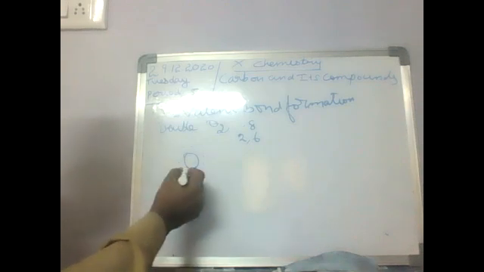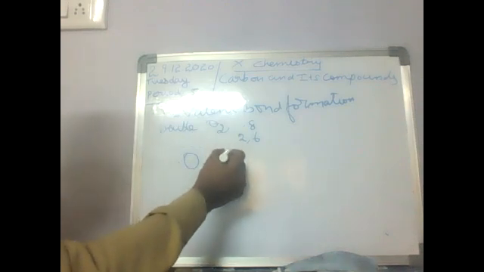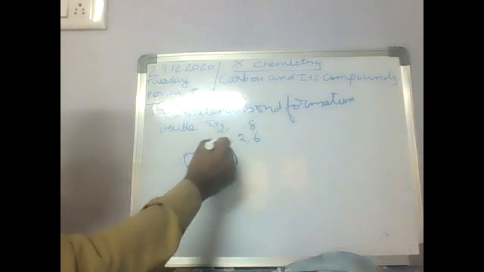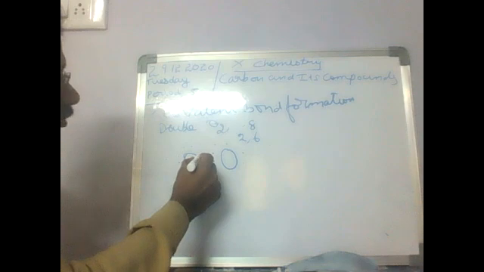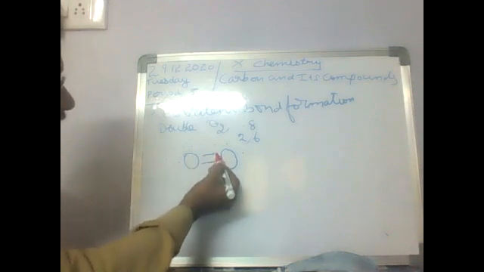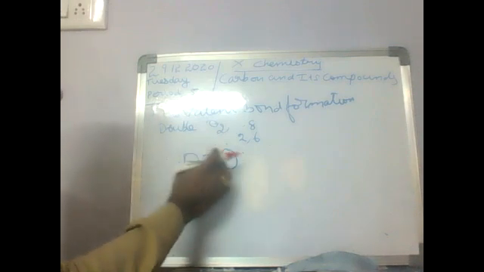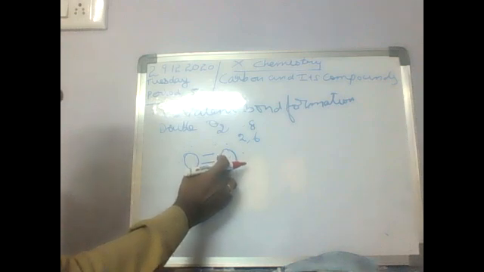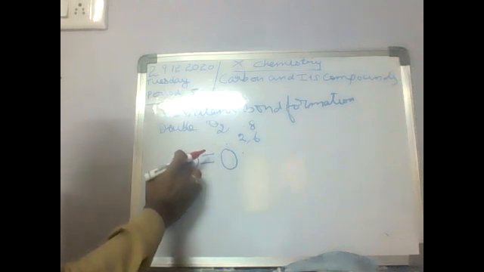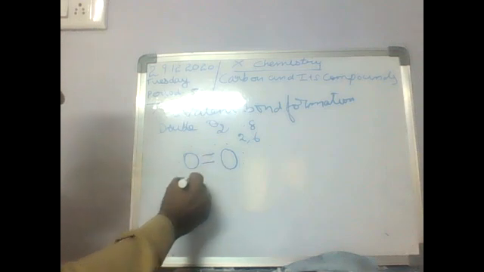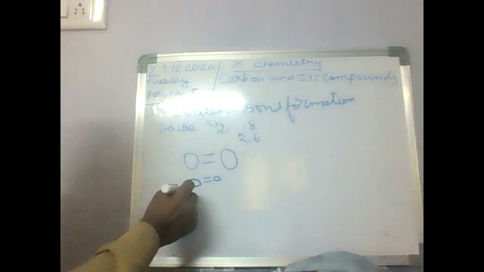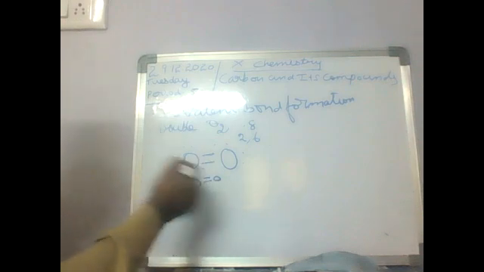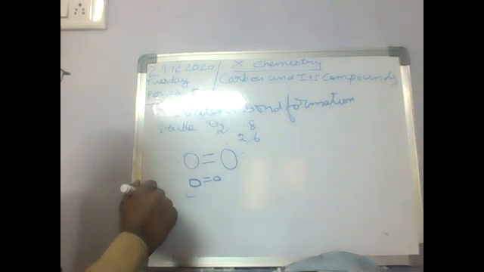It requires 2 electrons. So another oxygen I put here like this, 1, 2, 3, 4, 5, 6. This oxygen atom will share 2 electrons with the other oxygen atom, and that oxygen atom will share 2 electrons with this one. Totally they make a double bond. So you can write O double bond O. This is an example for double covalent bond formation.